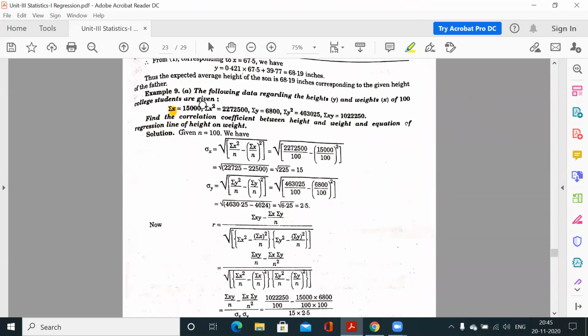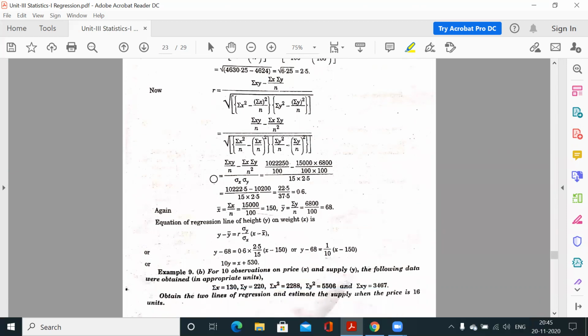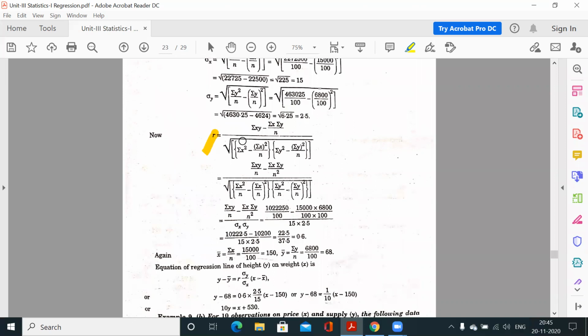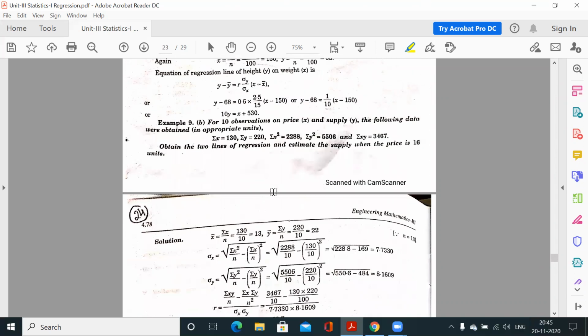Here also the summation x square, summation y square. So directly we have been given the summations, so we can use them, because in this case we have to find the correlation coefficient. So the correlation coefficient formula, if you remember, this is the direct method. So directly we have to substitute the values.